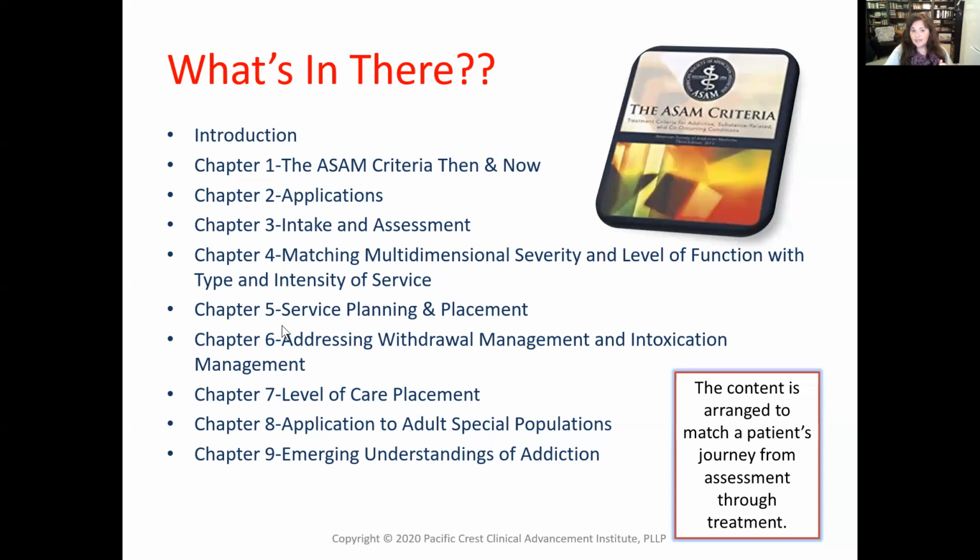So chapter 5 is service planning and placement. Chapter 6 talks specifically about addressing withdrawal management and intoxication management. Now, if you're familiar with the DSM-5, then you know there is a substance use disorder section in there. And so you would want to read that section of the DSM-5 if you want to understand how to then utilize the ASAM criteria for proper placement. The ASAM criteria does make references to the DSM-5, but it does not include that section of the DSM-5.